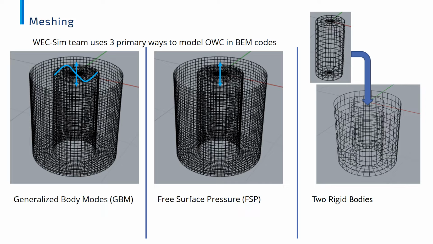This is perhaps the most intuitive, as I mentioned, and is something that's available in almost all open source and commercial boundary element method codes. In contrast, you can keep a single body modeling approach, but define the motion of the free surface as a generalized body mode, a flexible mode of the single body. Or within WAMIT in particular, you can define it as a free surface pressure, which changes the solution method boundary condition and is basically a shortcut to the generalized body mode formulation.